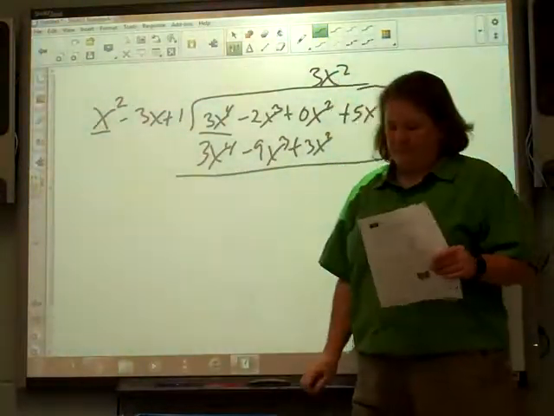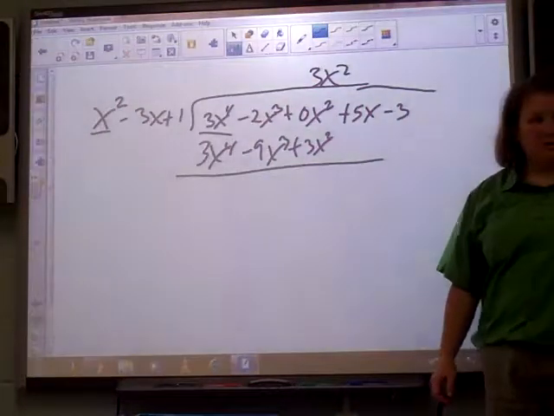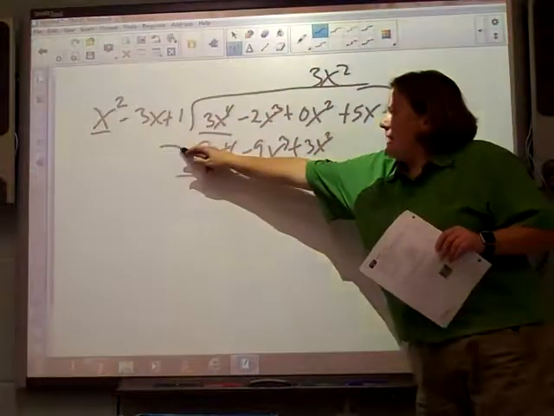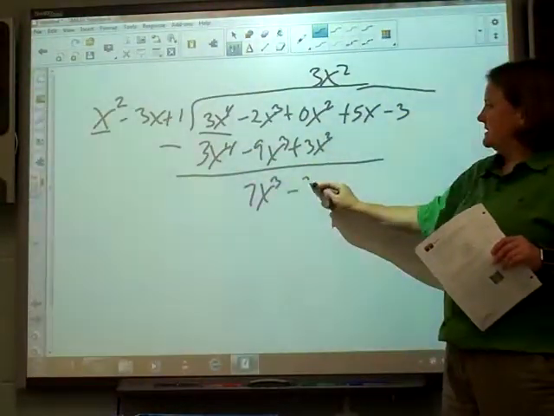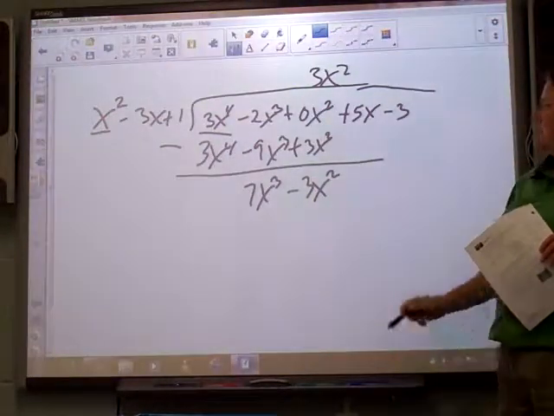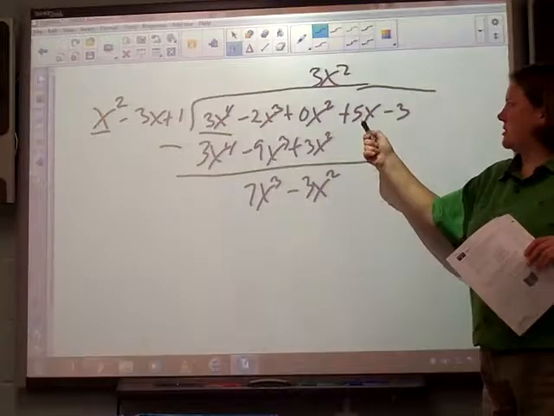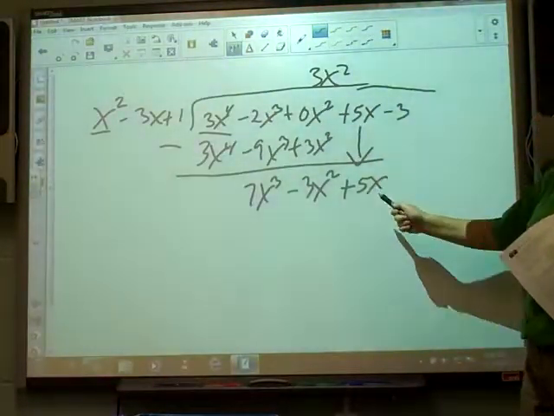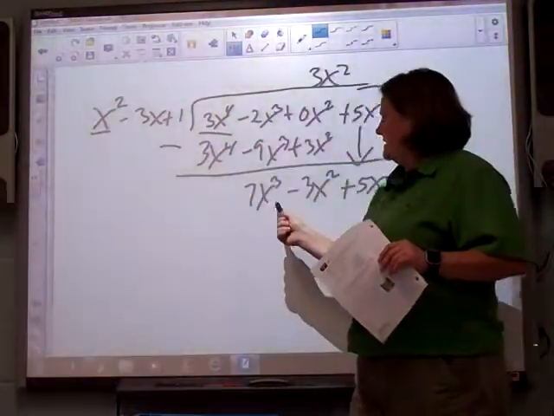Then what do we do? Subtract. Good. Nothing. Negative 2 minus negative 9 is 7. 0 minus 3 is negative 3. I got 3 out there, which means I gotta have 3 down here, so I only get to bring down 1 right now. Then I start over again. First one outside, first one down here.